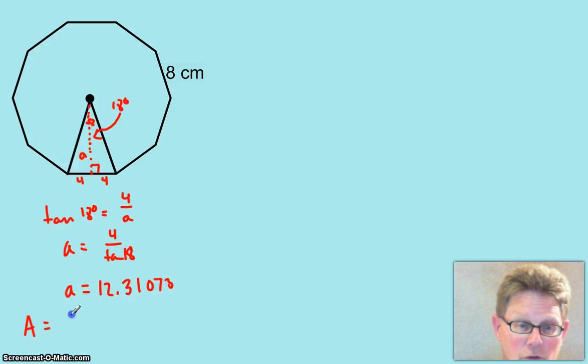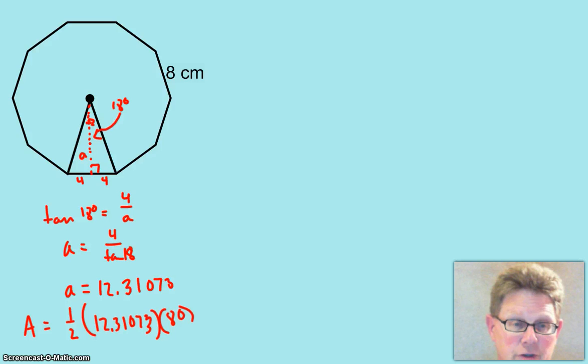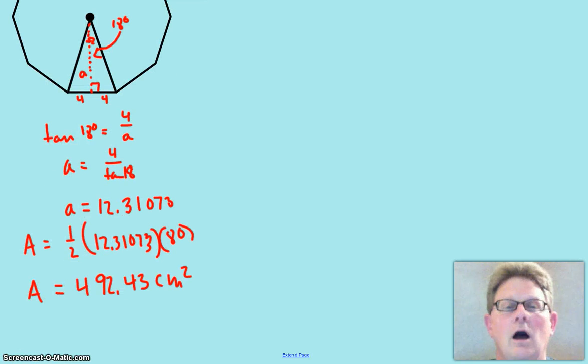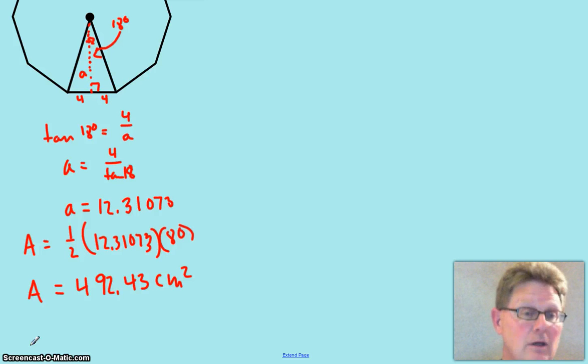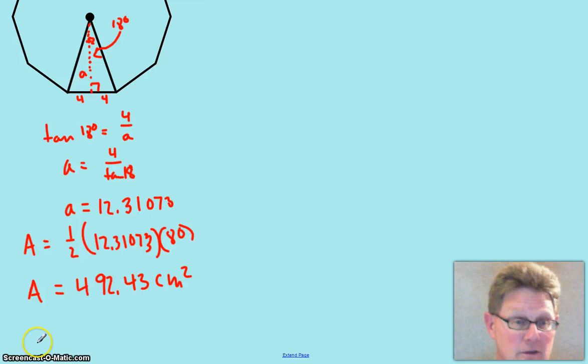Area equals 1/2 of that apothem times the perimeter 80, and we should get an answer of 492.43 centimeters squared. Yeah, the best way for you to get better at doing these is by doing them. That's why you will have time to get them done in class. And you can ask all kinds of questions. This will conclude Honors Geometry 11.6, Area of Regular Polygons.